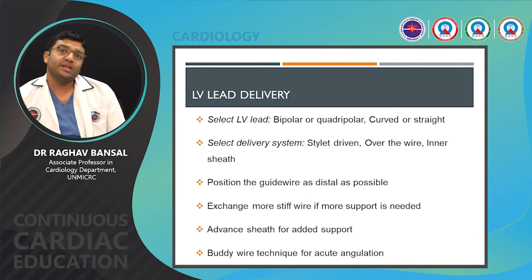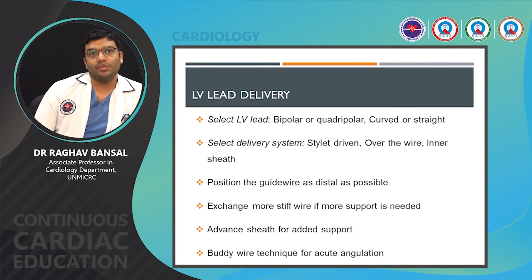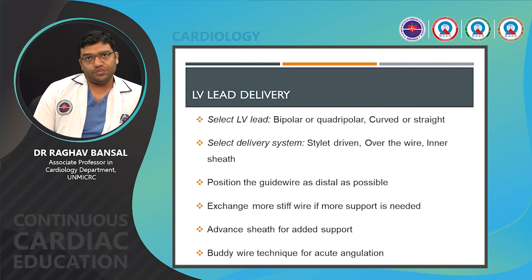Firstly, we have to select what kind of LV lead we want to implant. There are different curved and straight LV leads available. Curves can be canted curves, which are double angulations on the lead, or an S-shaped bend on the lead. And there are bipolar and quadripolar leads. Quadripolar leads are far better than bipolar leads in that they give you a lot of pacing options, especially in cases where you have non-response or phrenic nerve stimulation. So quadripolar leads are superior and should be chosen wherever possible.